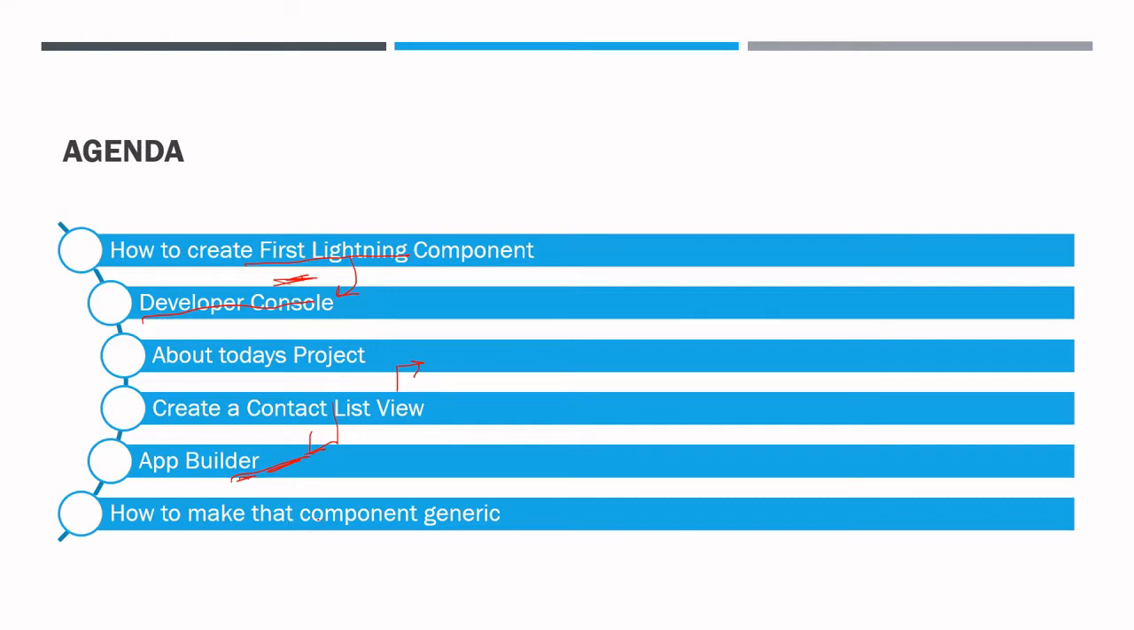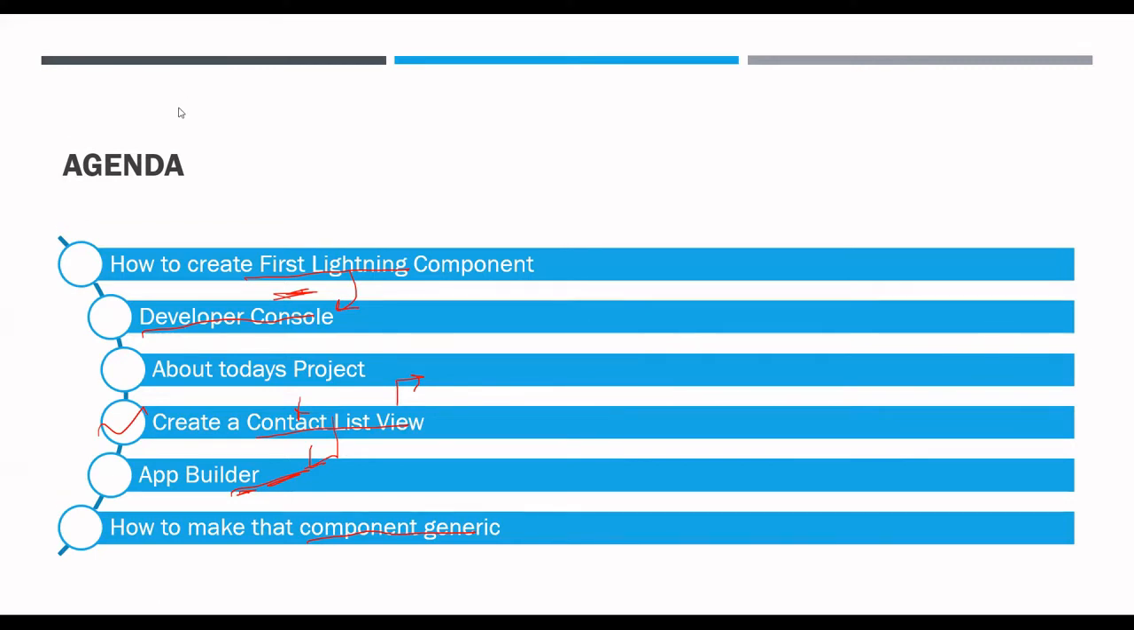And at the end of the session, we will check how we can make this component generic. That means at this point we are going to create a component for contact, right? But what if someone tells you to create the component for account? Then probably you need to rewrite this code, right? So we will see, as a best practice, how we can use the same code. All right, let's quickly jump to Salesforce and see how we can do that.